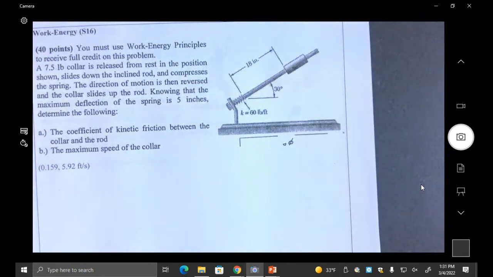I don't have to look at this, but it doesn't hurt. Hey, my good friend Sean Munnis's problem.